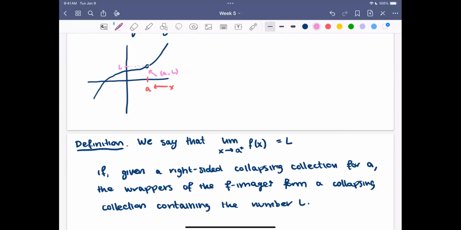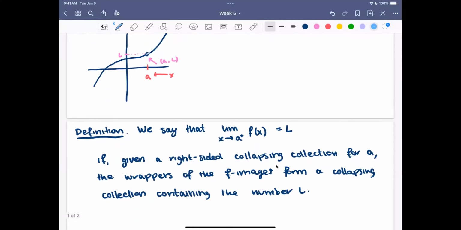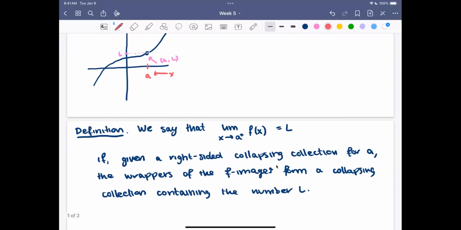Okay, so similarly, we're going to make a definition for a left-sided collapsing collection, so taking the limit as x approaches a from the left. So to do that, all in red, this will be the definition for the limit as x approaches a from the left. So you just put a minus there.